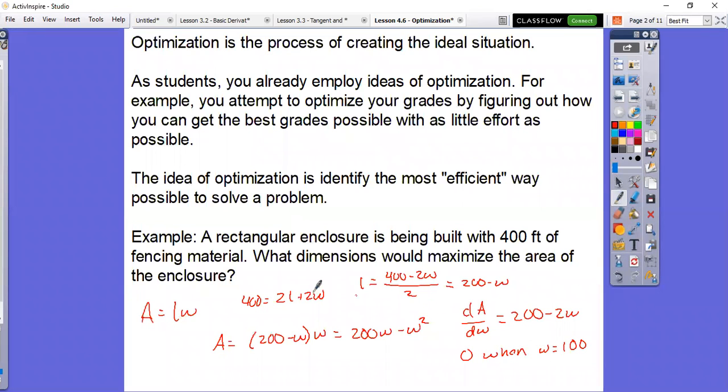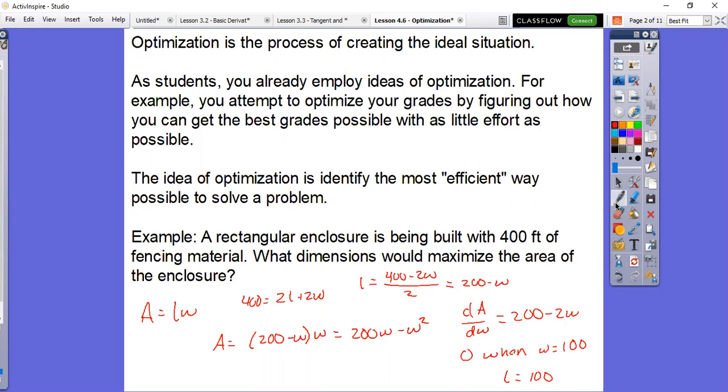So if the width is equal to 100, then the length will also be equal to 100. The only other thing I would want to verify is, taking this derivative function right here, that this is actually a maximum and not a minimum or an inflection point. If I plug in something larger than 100, the derivative will be negative. If I plug in something smaller than 100, the derivative will be positive, which means this is a maximum, which means this area is optimized when the width is 100 and the length is 100.